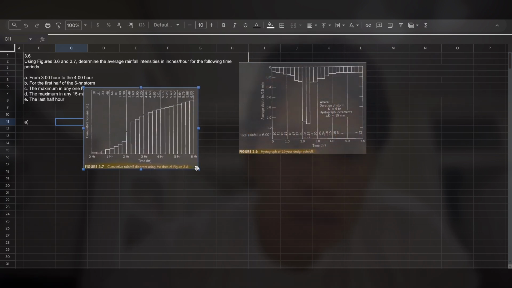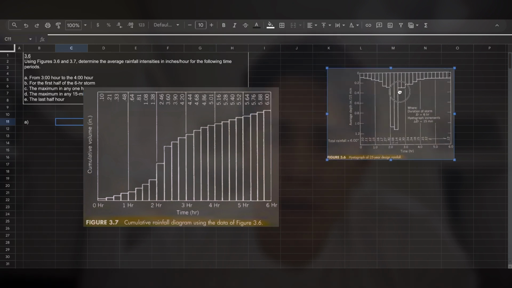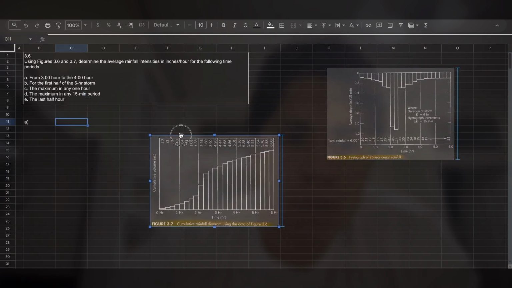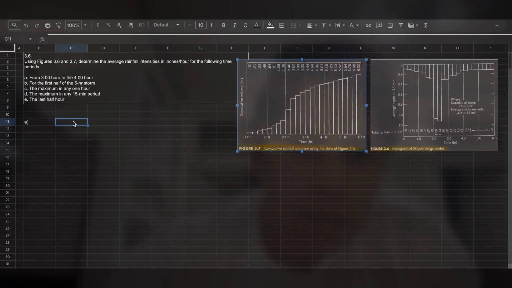And this one here is the time in hours and the cumulative volume of precipitation in inches. So here they give us the amount every 15 minutes, the increments. Here they're adding them up. In the first 15 minutes, 0.1 plus 0.11 will give us 0.21, all the way up until we get 6 inches of the total storm. So that's how you see this. And we're going to use these graphs now to solve.